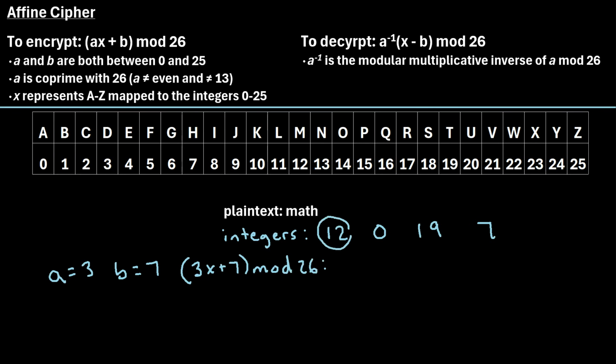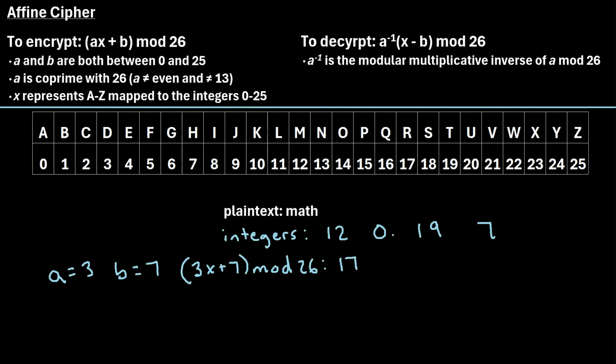So we're going to plug in this 12, this first value right here, in for x. So if we do that, we get 3 times 12, which is 36, plus 7, that's 43. So we have 43 mod 26. Now, when we say mod 26, that means we're going to do 43 divided by 26, and our answer is going to be whatever the remainder is. So if you do 43 divided by 26, you end up with a remainder of 17. So this remainder right here, this is what we're going to write as our answer right here.